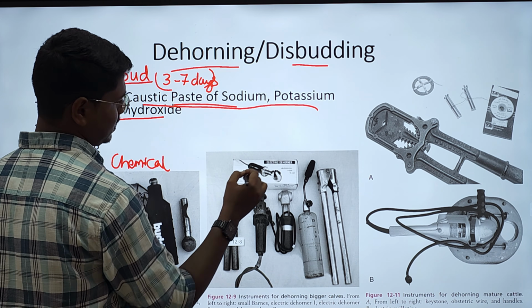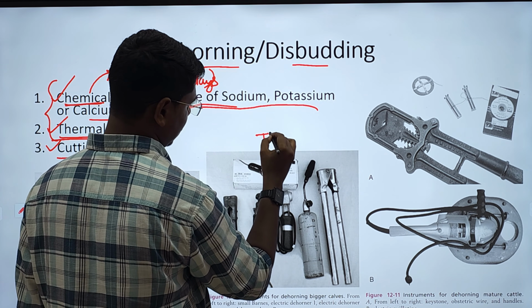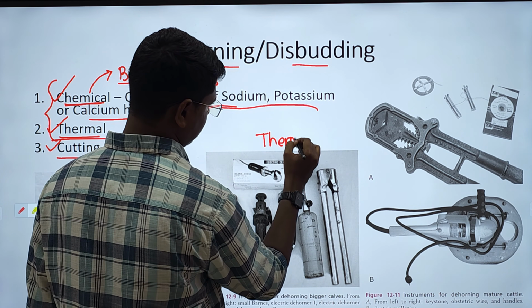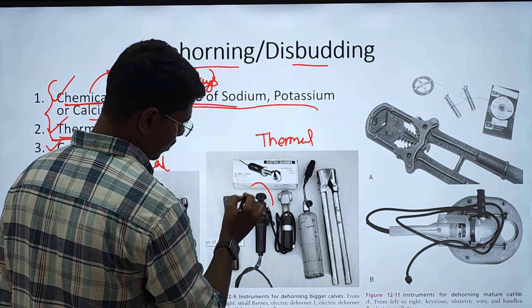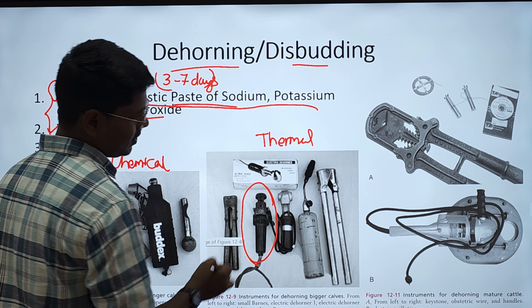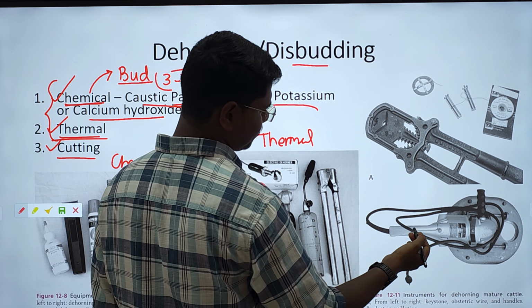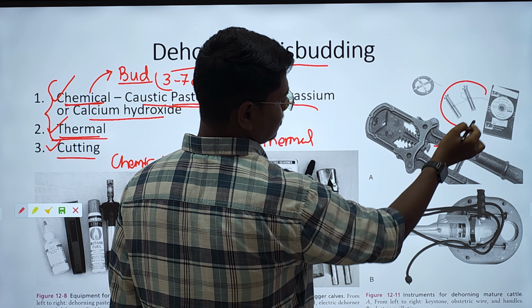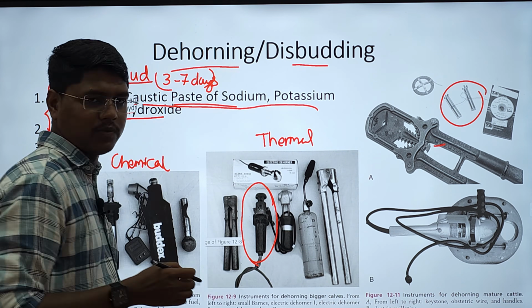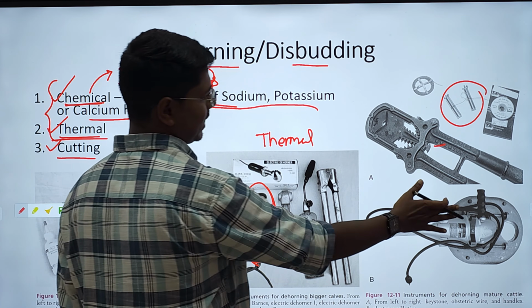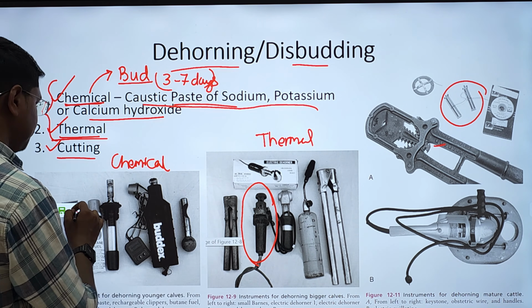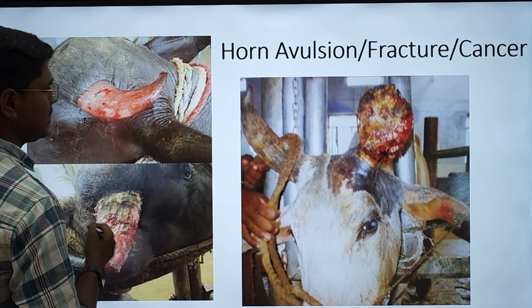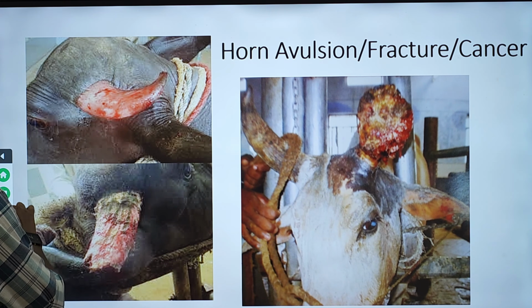This one is for the thermal one. Thermal, you can see here. This is a thermal dehorner, and this one the cutting one. This is a keystone. Okay, and these are the wires which can be used for dehorning. This is for mature cattle or adult cattle. Okay. Next, there are some disease conditions associated with the horn.